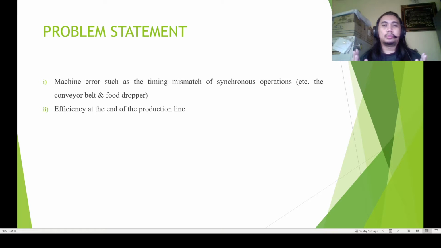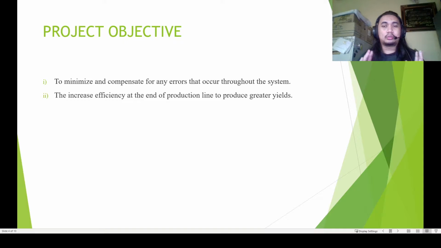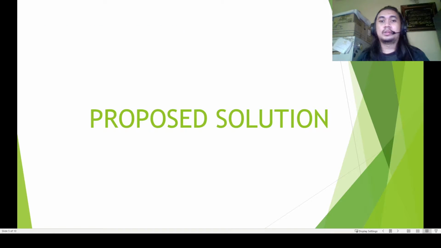So my plan for this project is that I would try my best to design or redesign the circuit to minimize and compensate for the errors in the given system, and at the same time I try to increase the efficiency of that production line.